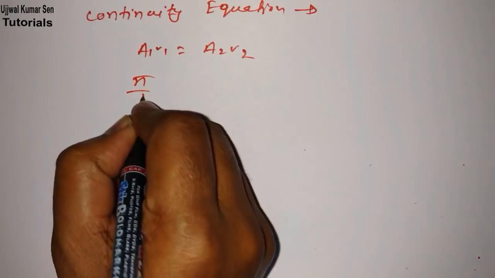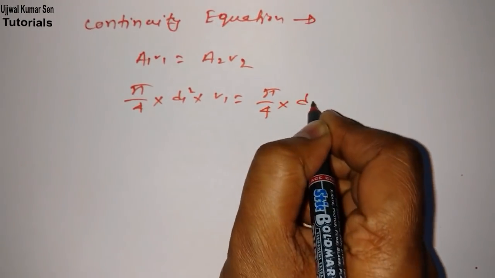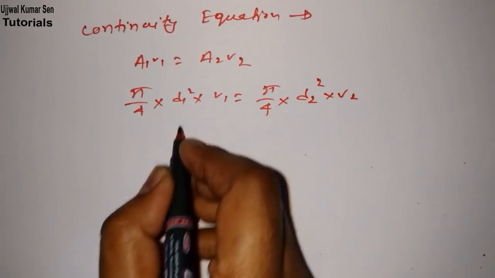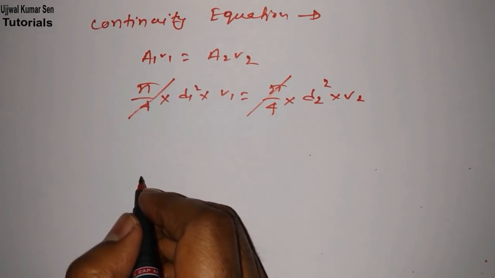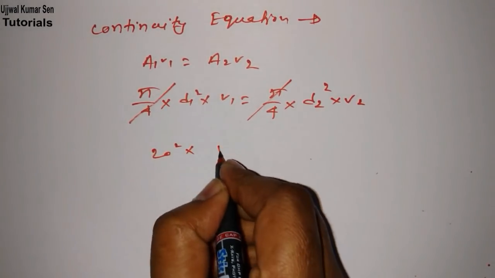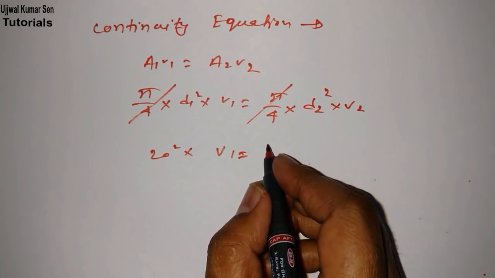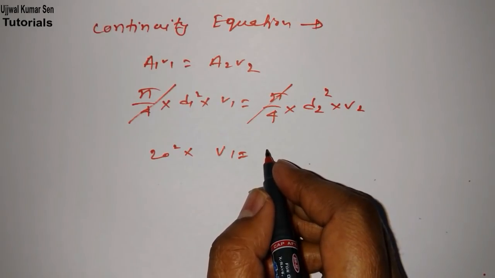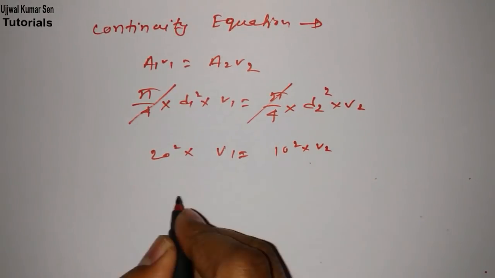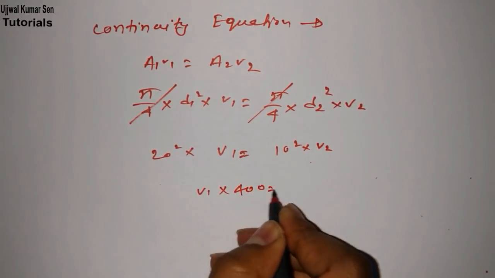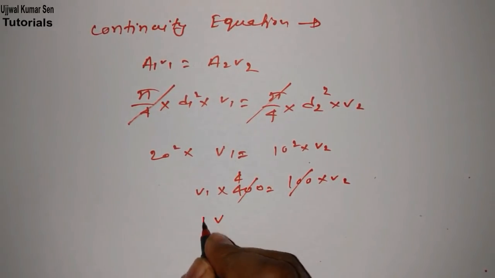So pi by 4 d1 square into V1 is equal to pi by 4 d2 square into V2. Pi by 4 gets cancelled. D1 is 20 squared. We don't need to check units because both sides have the same unit, 20 centimeter and 10 centimeters, so we'll get the answer in any unit we want, right? So 20 square and 10 square, 400 V1 equals 100 times V2.